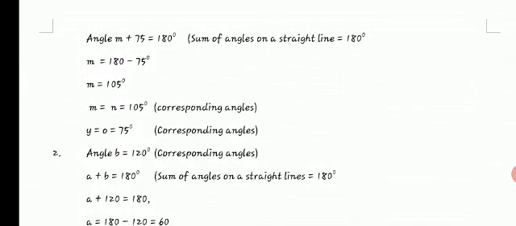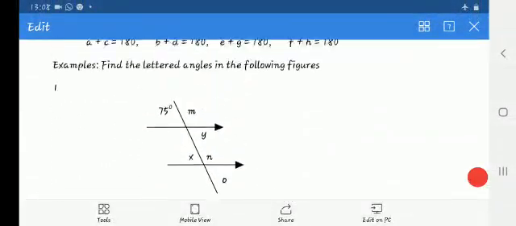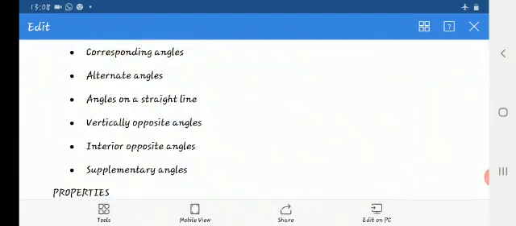Dear student at home, this is where we are going to stop this morning. You do the assignment on the assignment portal. When you submit it, I will mark it, so I will know if you have understood this work. Then we are going to move to vertical opposite angles, interior opposite angles, and supplementary angles.